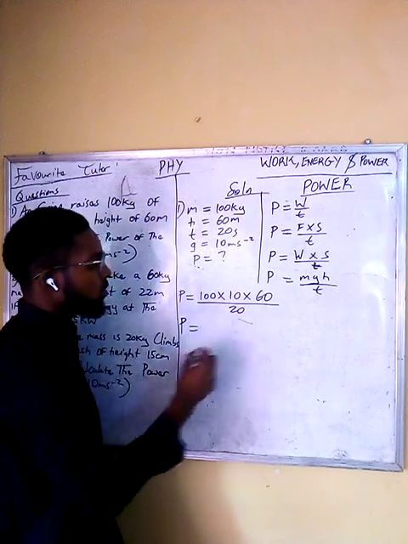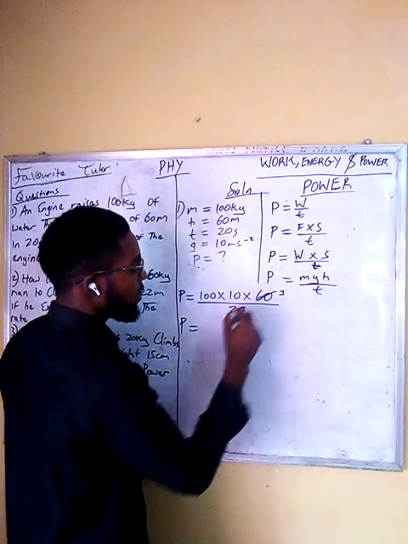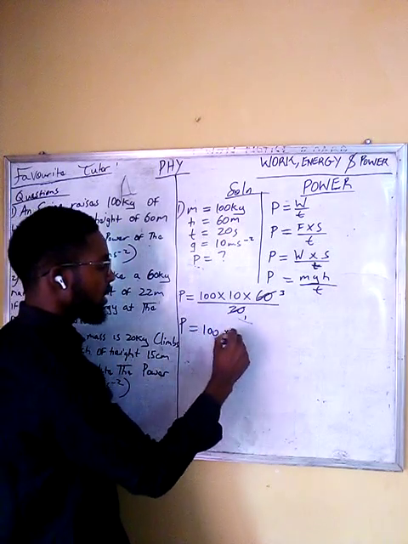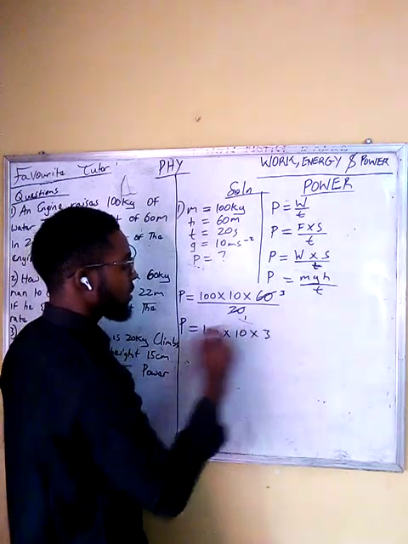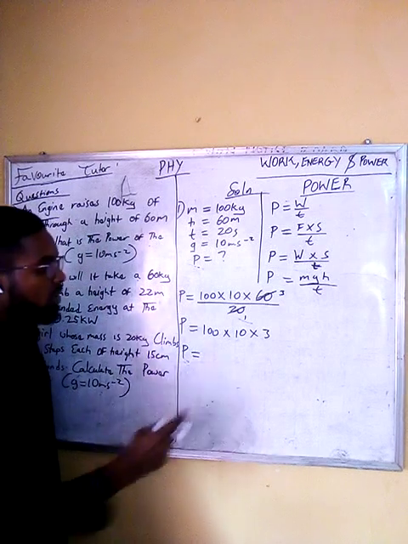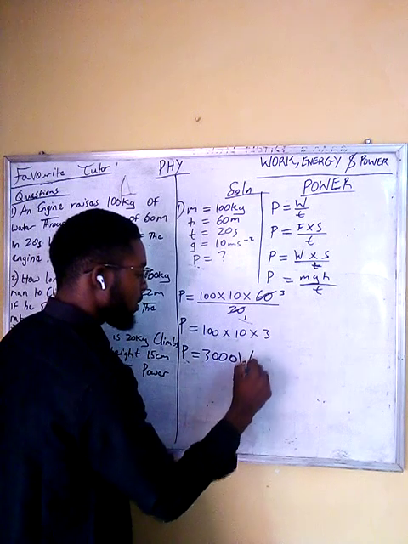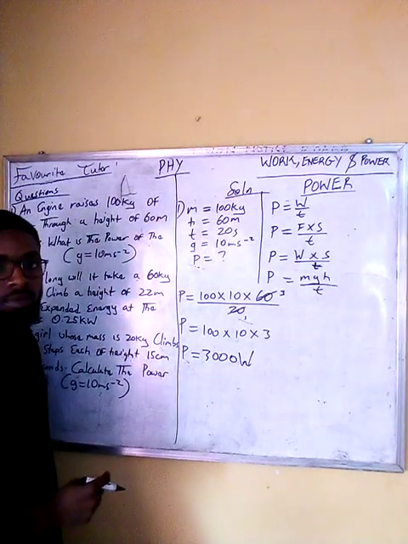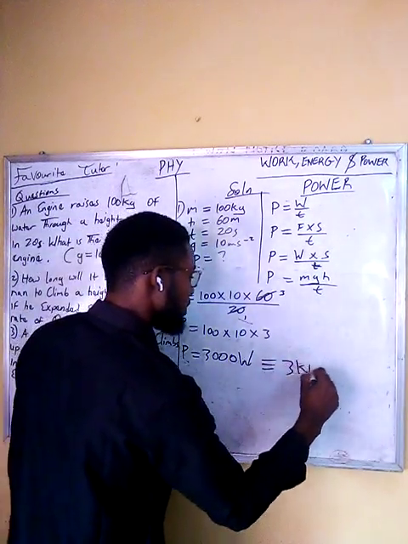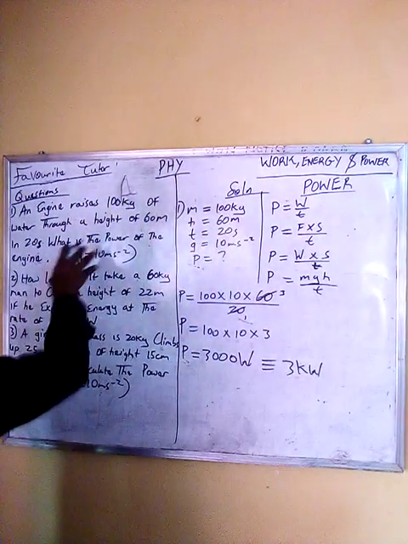So let's move further. Power is equal to 20 can divide 60, which is 3. 20 into 60 is 3. So this is 100 times 10 times 3. 100 times 10 is 1,000. 1,000 times 3 is 3,000 watts, equivalent to 3 kilowatts. So this is the answer to this question.